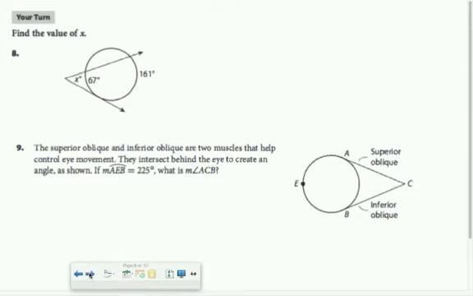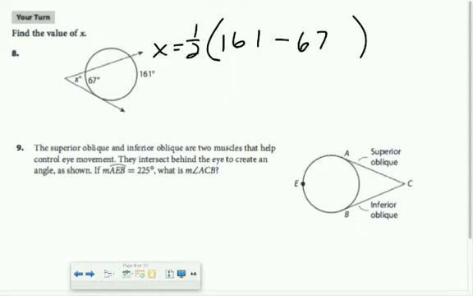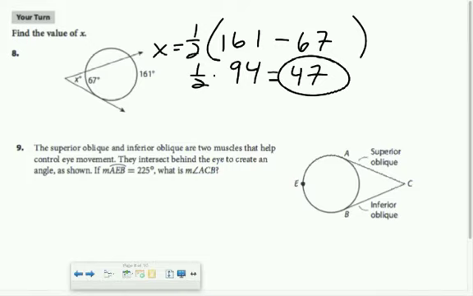In this your turn example, once again, my value of X is the angle formed outside of the circle. It will therefore equal half of the difference between 2 arcs, the larger arc being 161, smaller one is 67. So that'll be 1/2 of 94, which is 47.